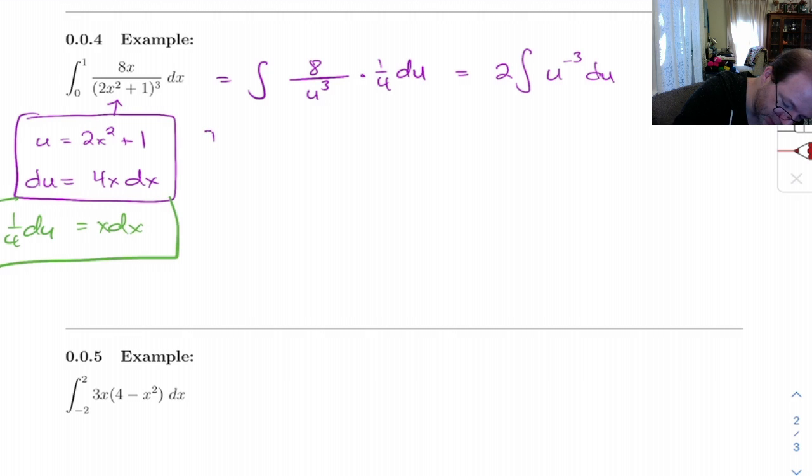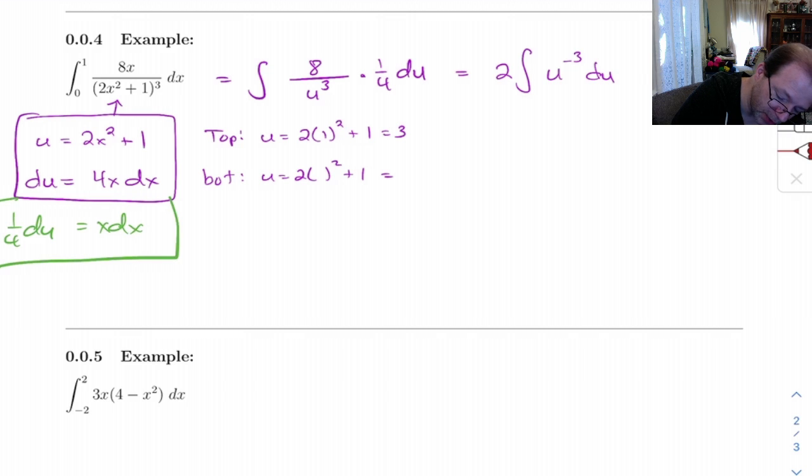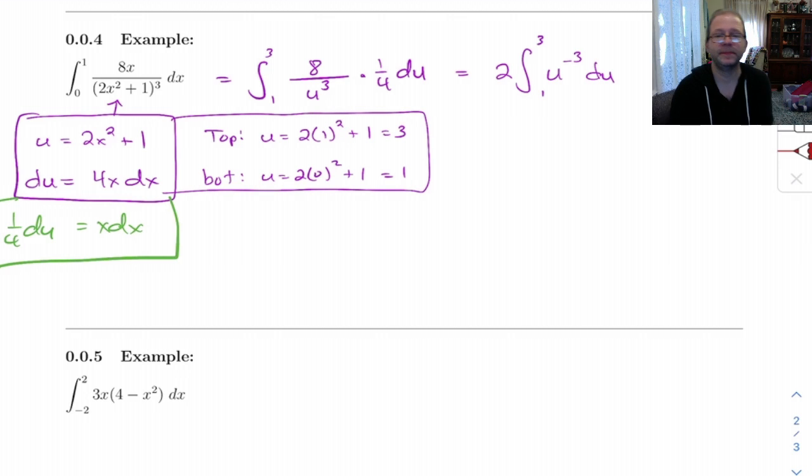The way we do that is for the top, we'll get our u value, I'm just grabbing from here, u is 2x squared plus 1. And at the top, our x was 1, so this is going to give us 3. And for the bottom, we're going to plug in this bottom number and get 2 times 0 squared plus 1. So we get 1. So this becomes going from 1 to 3. I'm going to continue my box around that.